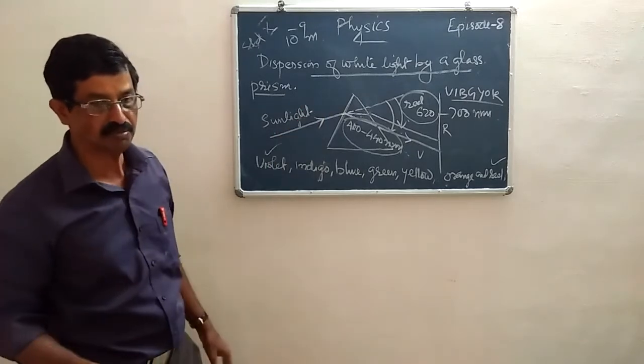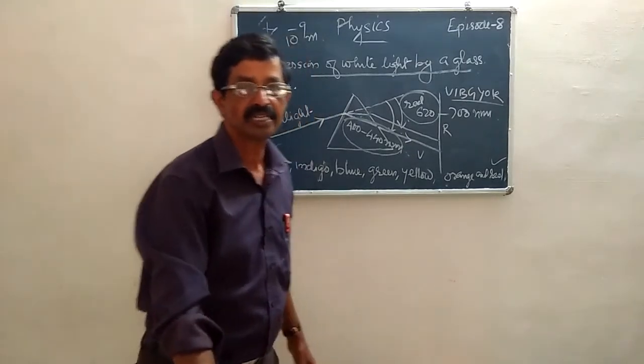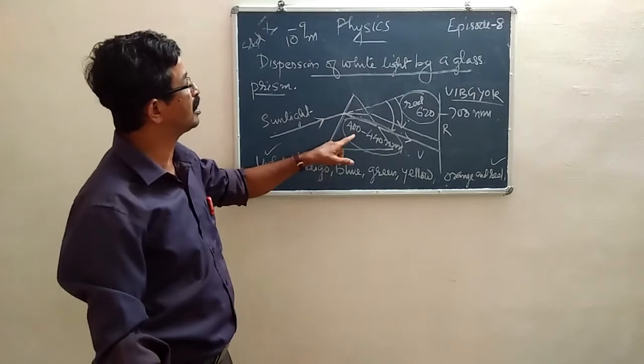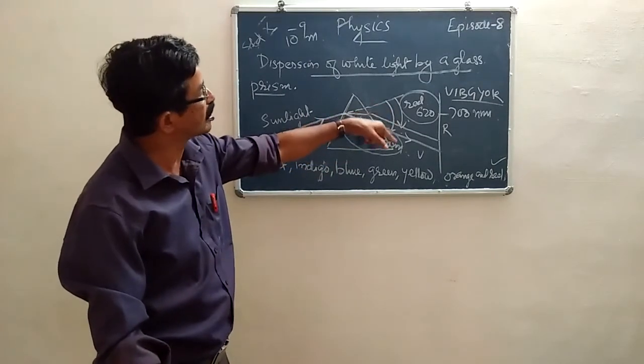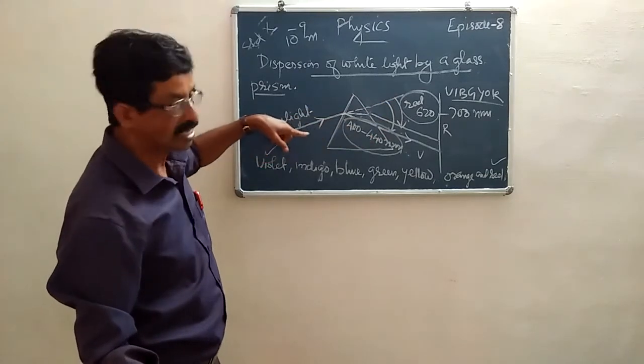Which color is deviated most? Here violet is deviated most, and which one is deviated least? Red is deviated least. That you can observe from here.